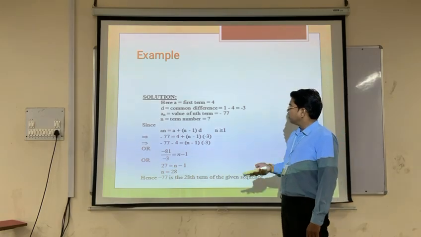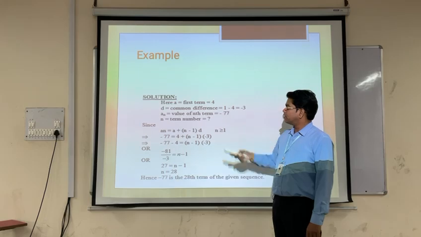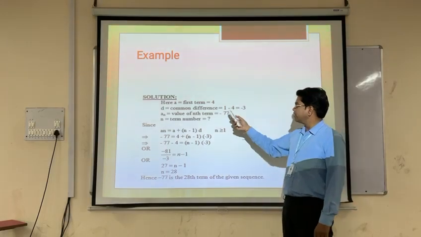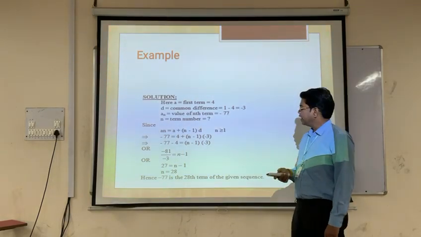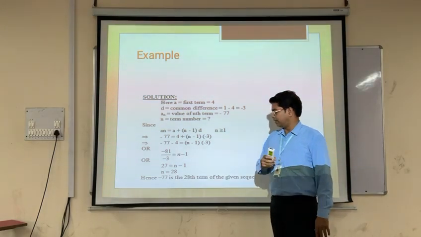Now in another example, see the data is given. A, that is the first term, is given as 4. The common difference is also given, minus 3. And here the nth term is also given, minus 77.